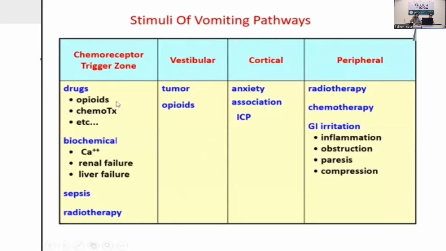Now, the vestibular system can be affected because of antihistamines. Again, tumors in the head, or opioids, can also stimulate the vestibular system. Cortical system: anxiety, raised ICP. When you have a very big brain tumor, the cortex is involved, and there also you can get this. Peripheral is the one I told, the GIT, the gut part. Same thing: radiotherapy and chemotherapy can induce serotonin. GI irritation is also there. When you take NSAIDs, you can get gastric irritation.